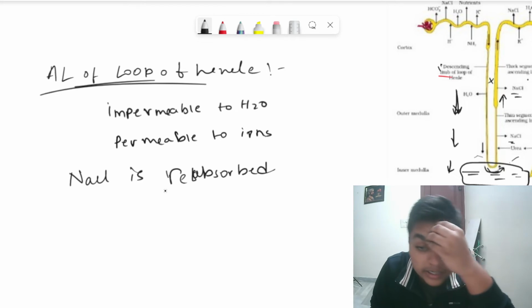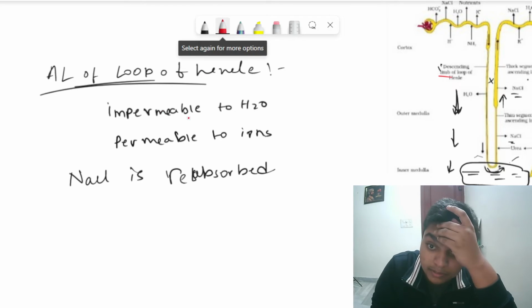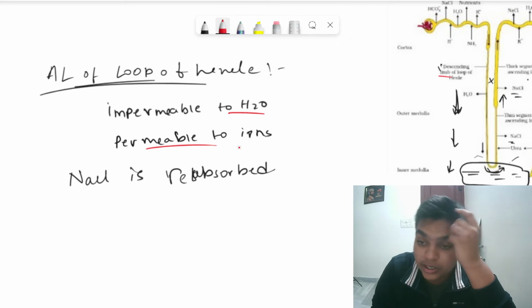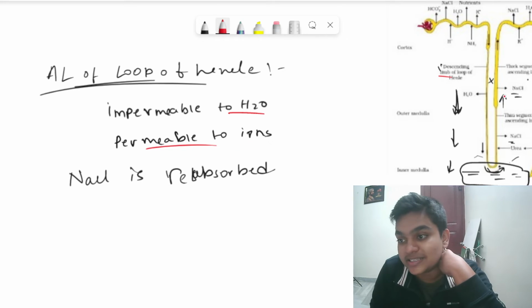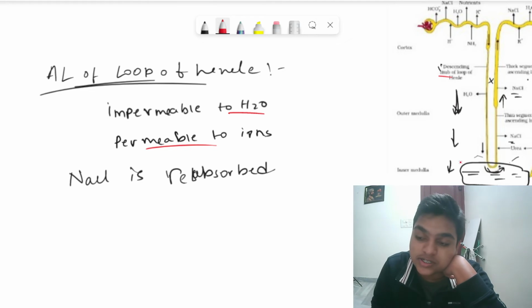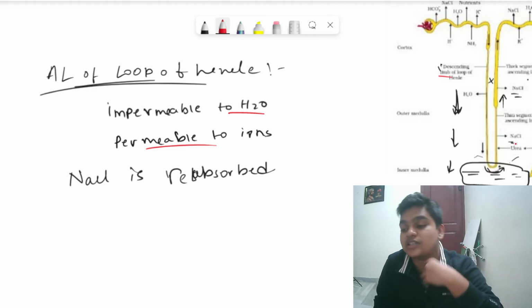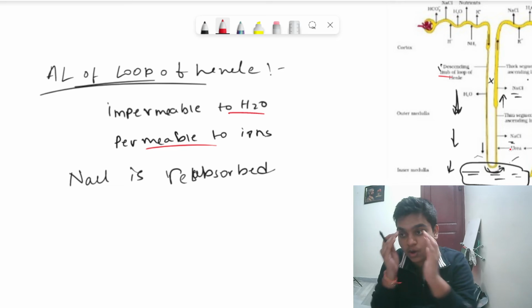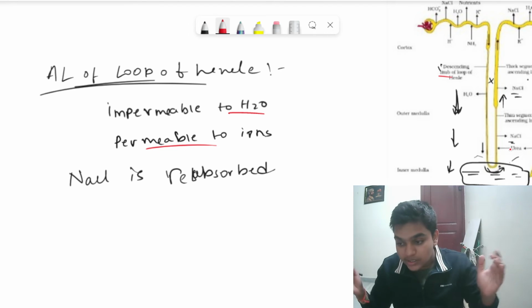NaCl is being reabsorbed here. Impermeable to water, permeable to ions. Now here in the descending limb of loop of Henle, while going down, the concentration of the urine is increasing and dilution is decreasing. Now here, since it is impermeable to water, water is staying inside, ions are going outside.